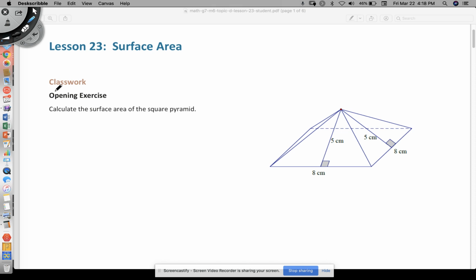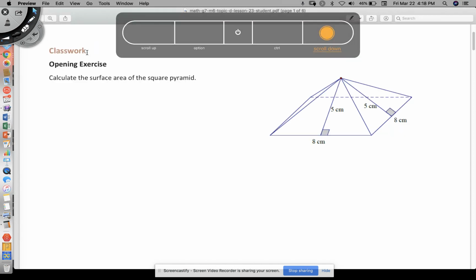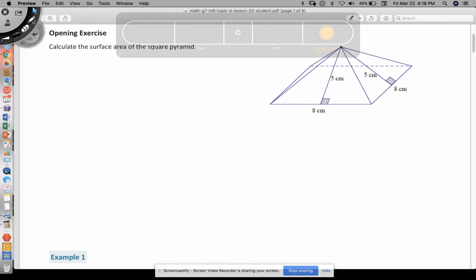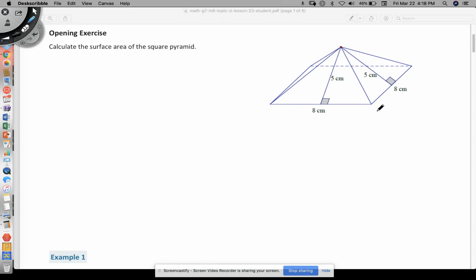This is 7th grade, lesson 23 in module 6, on finding surface area. When you think of surface area, I want you to think of wrapping paper. If we were to wrap these items with wrapping paper, how much wrapping paper would we need? We have a square pyramid here. It's square because the base is a square, and it's a pyramid because all sides come to a single point.